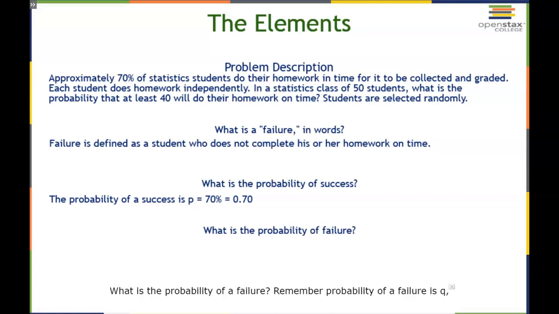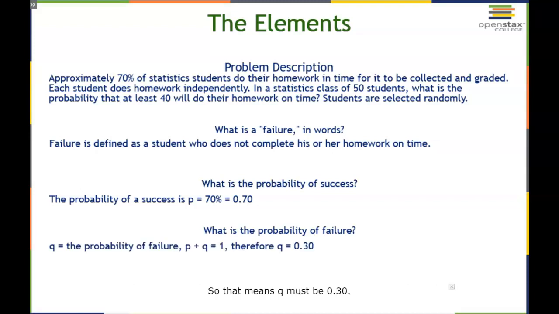What's the probability of a failure? Remember, probability of a failure is Q, and we do know that P plus Q equals 1, and we know what the value of P is, 0.70. So that means Q must be 0.30.